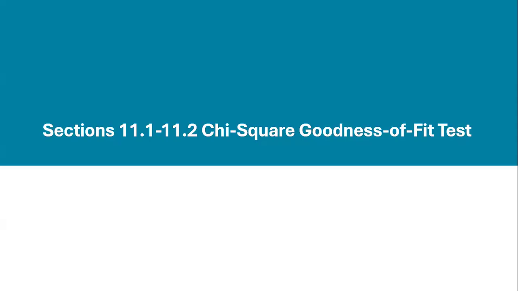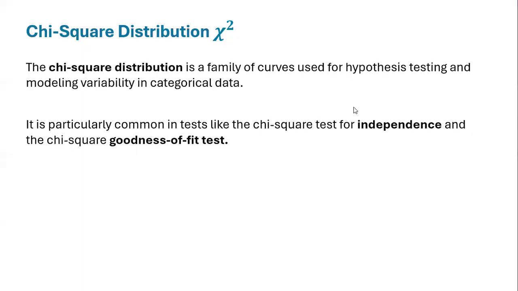We use a chi-square distribution for different reasons: for the test of independence, for the goodness of fit test, and for the homogeneity test. But in this class, we go over only the independence and the goodness of fit test. So the chi-square distribution, like the z and t distributions, is a family of curves.